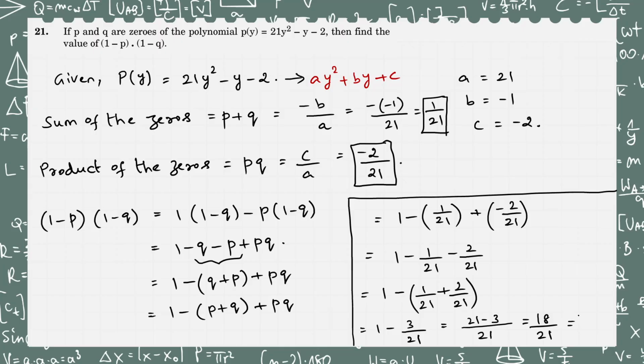And that can be simplified with a 3, right? So 3 6s are 18 and 3 7s are 21. So the value of 1 minus p into 1 minus q is equal to 6 by 7. Okay, that is the answer. Let us move on to the next sum.